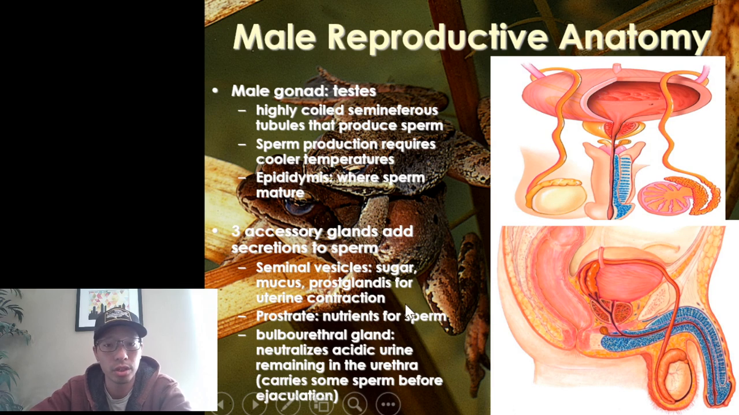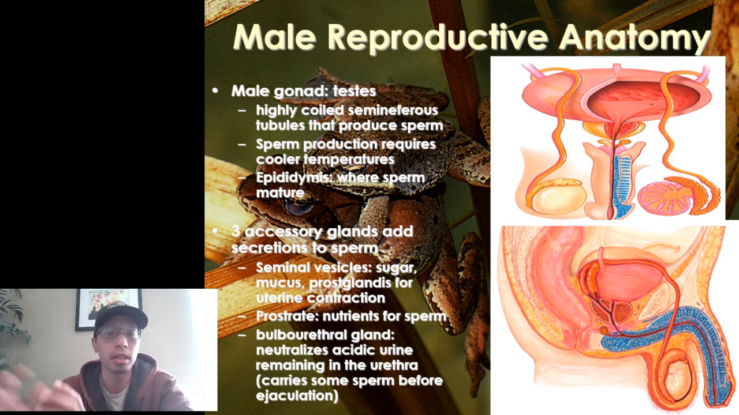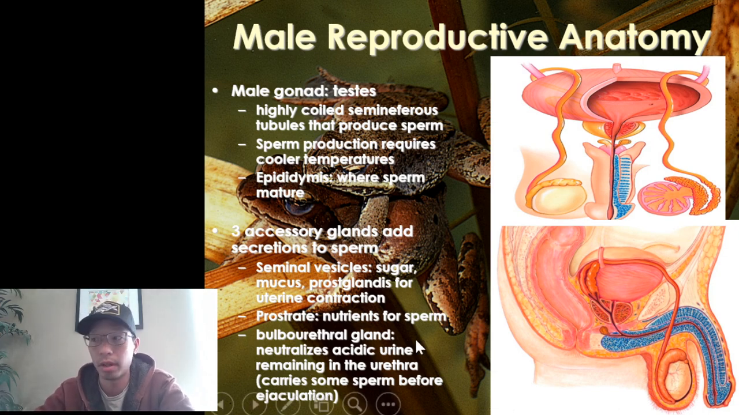These three glands are going to secrete different fluids to join the sperm, and that's going to make a sticky substance called semen. So semen is not exactly the same thing as sperm. Semen contains sperm, but it also contains a number of other things. So what do they add?